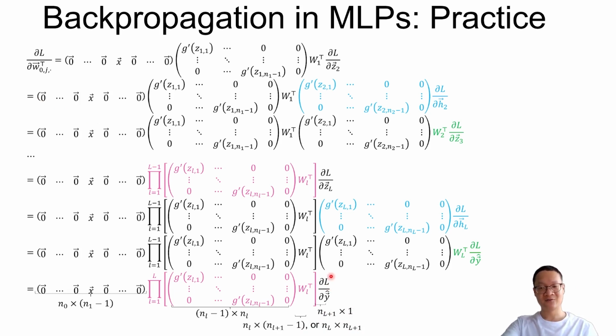Okay, and finally, for the loss function, the gradient of the loss function with respect to Y hat, the dimension is actually going to be N(L+1) times 1. So please go back and check all of these dimensions, and then just double check that everything is able to multiply together.